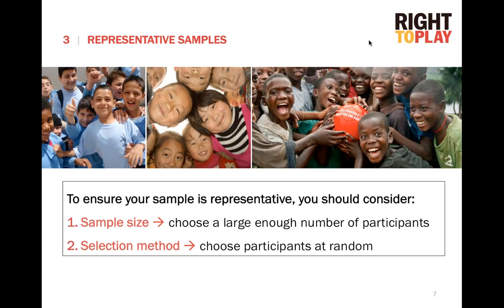There are two key ways to make sure that your sample is representative of your target population. You need to make sure that you choose a large enough number of people to participate in the data collection. And then you also need to think carefully about how you will select people to participate. And if at all possible, you want to select participants randomly.